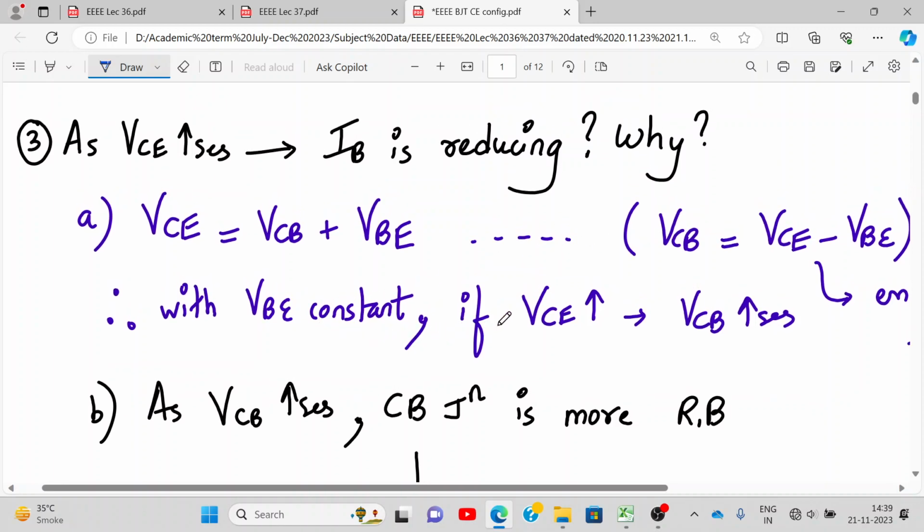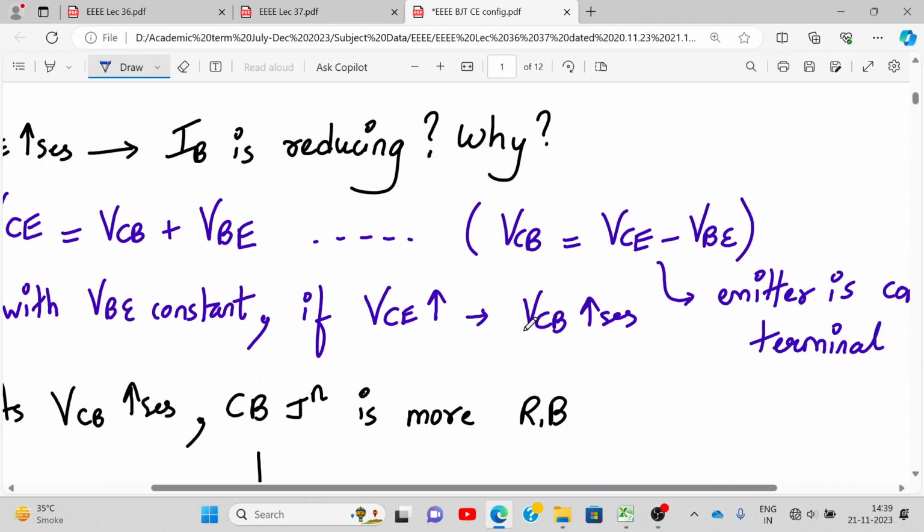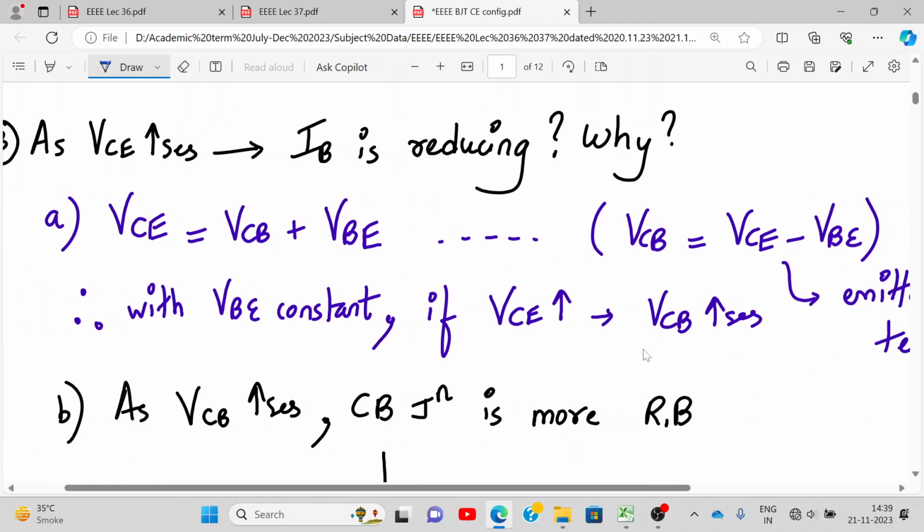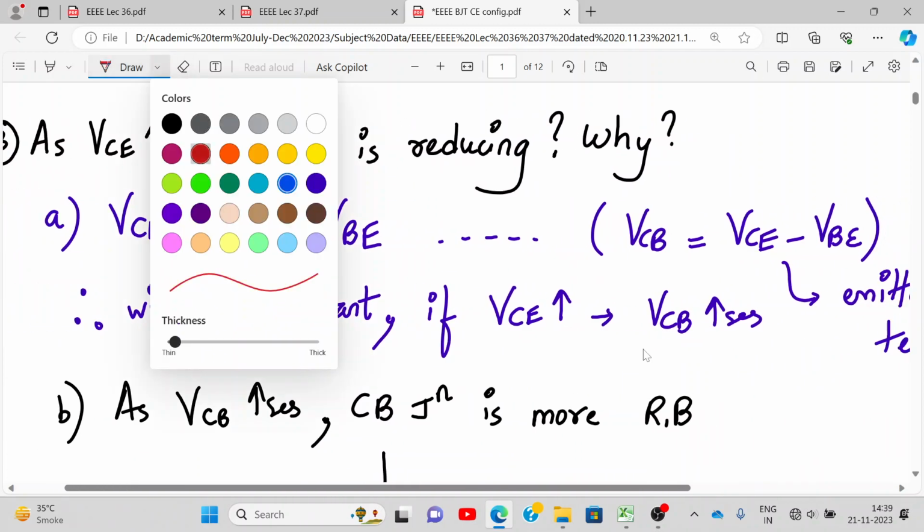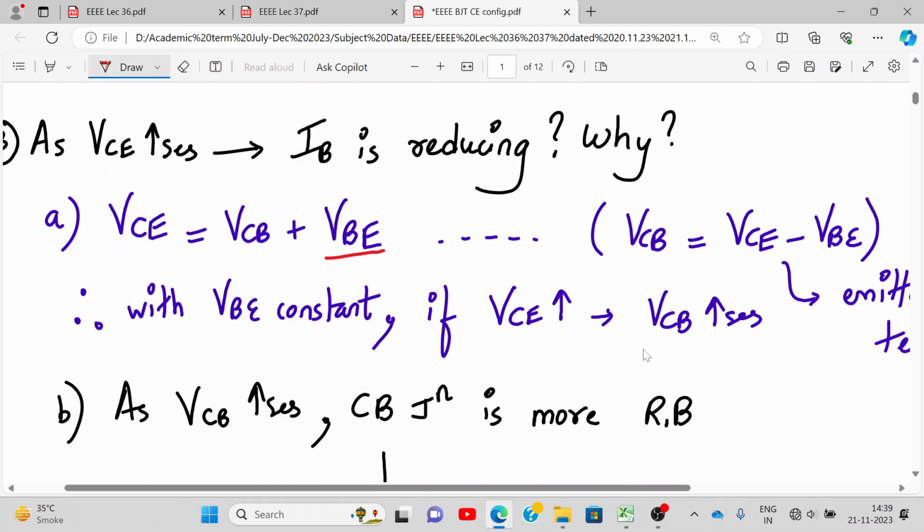With VB constant. Let's say my base emitter voltage is constant. If my VC is increasing, VCB will increase. Agree? If this is almost constant, and if I increase the value of VC, can I say VCB is increasing? Yes or no? Because VB is almost constant, 0.6 to 0.7 volts, it varies, but almost constant.